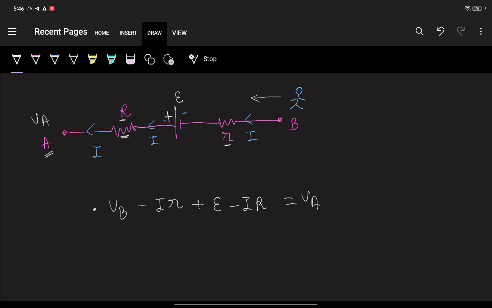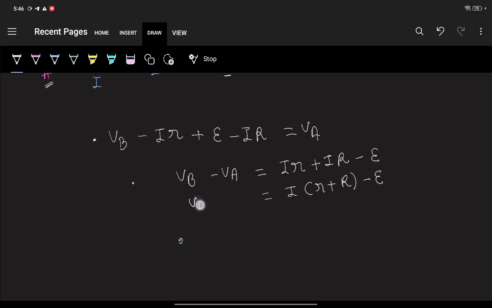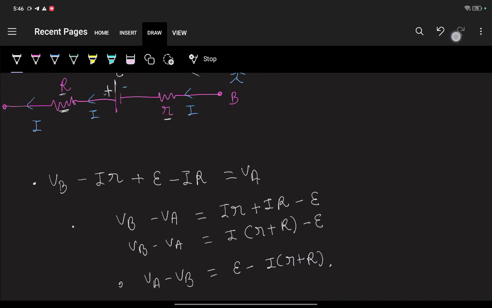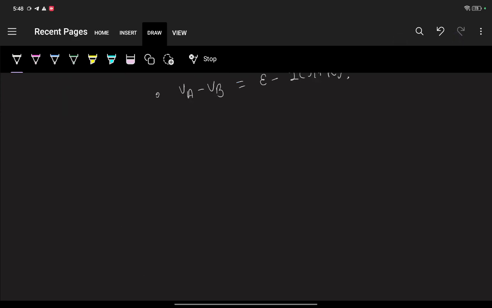Okay. So we can write VB minus VA is equal to I into small r plus I into capital R minus E. Or we can write it as I in the bracket, r plus capital R, minus E. If you multiply this expression with a negative sign, we can write it as VA minus VB is equal to E minus I into (small r plus capital R). Understood?